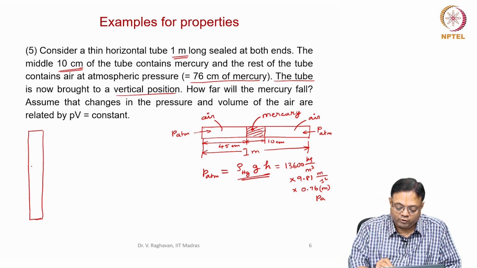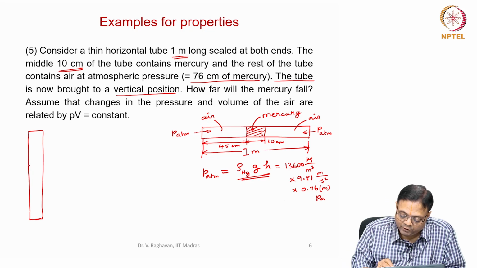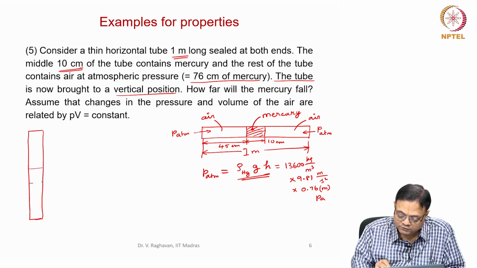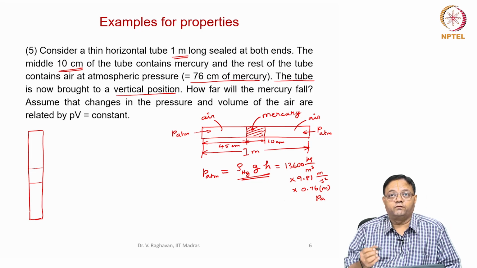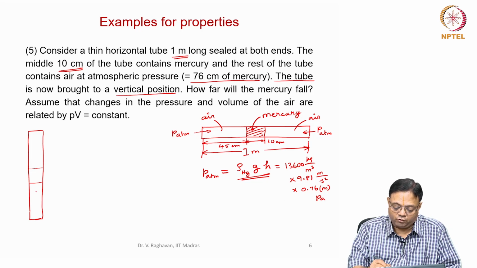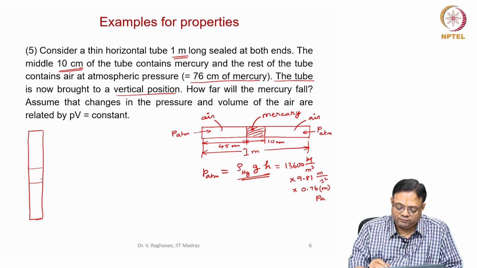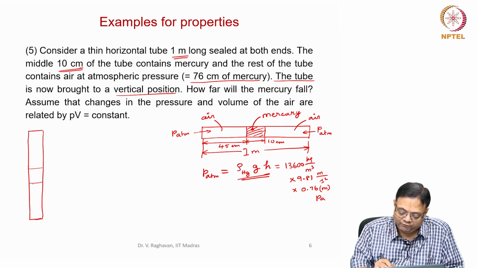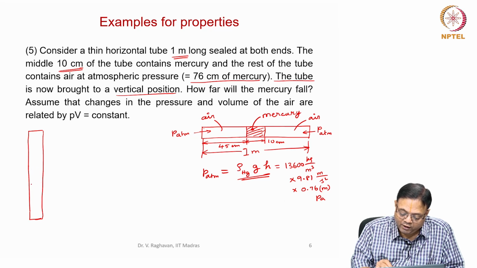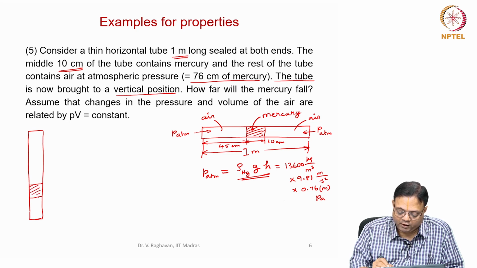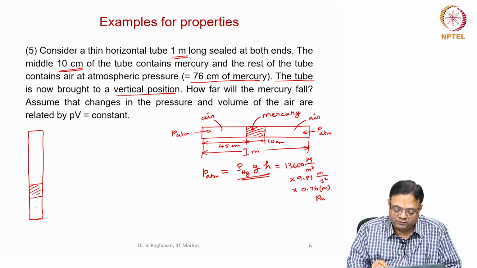So what happens? The mercury is initially in the middle, like this. Mercury will start descending because of its weight. Let us say the mercury has come down to somewhere around this level, and it stops because air is there. It is going to compress this air.